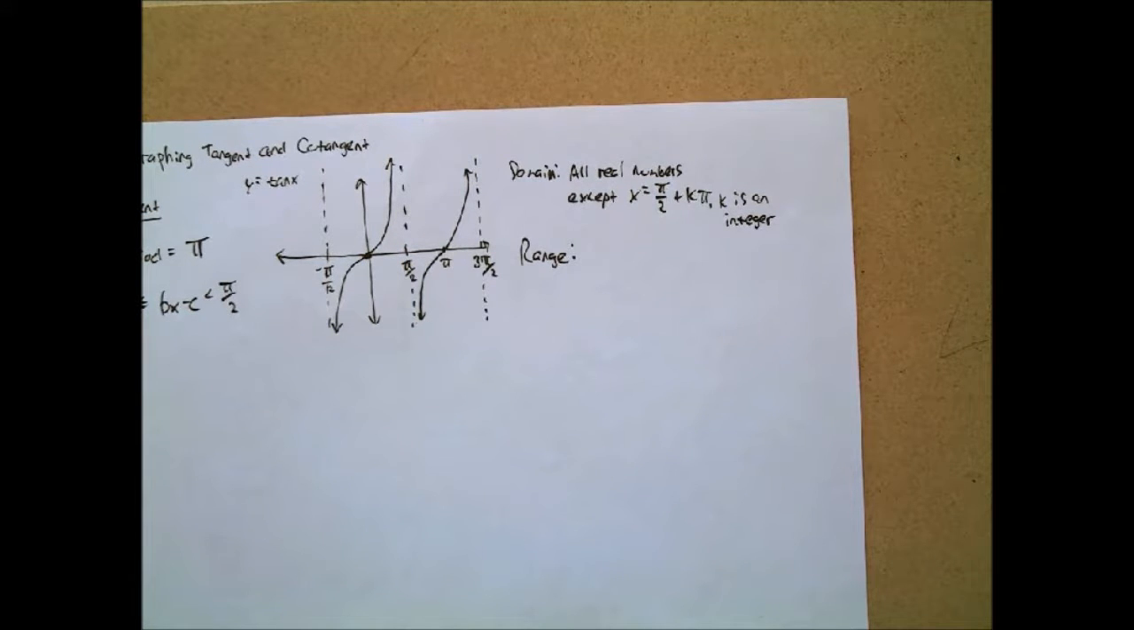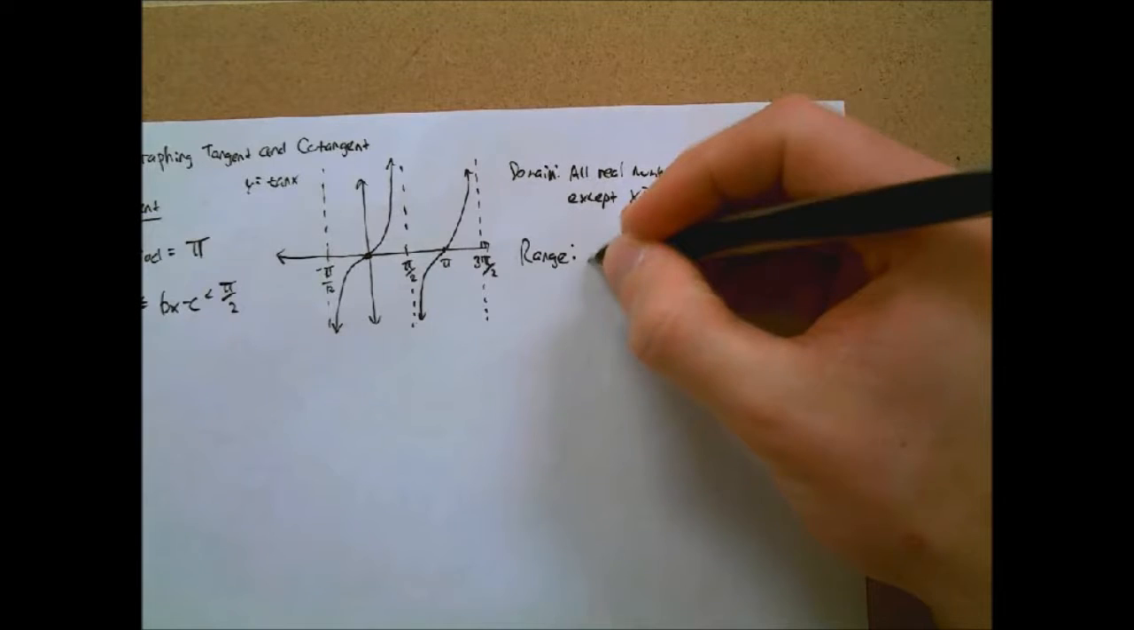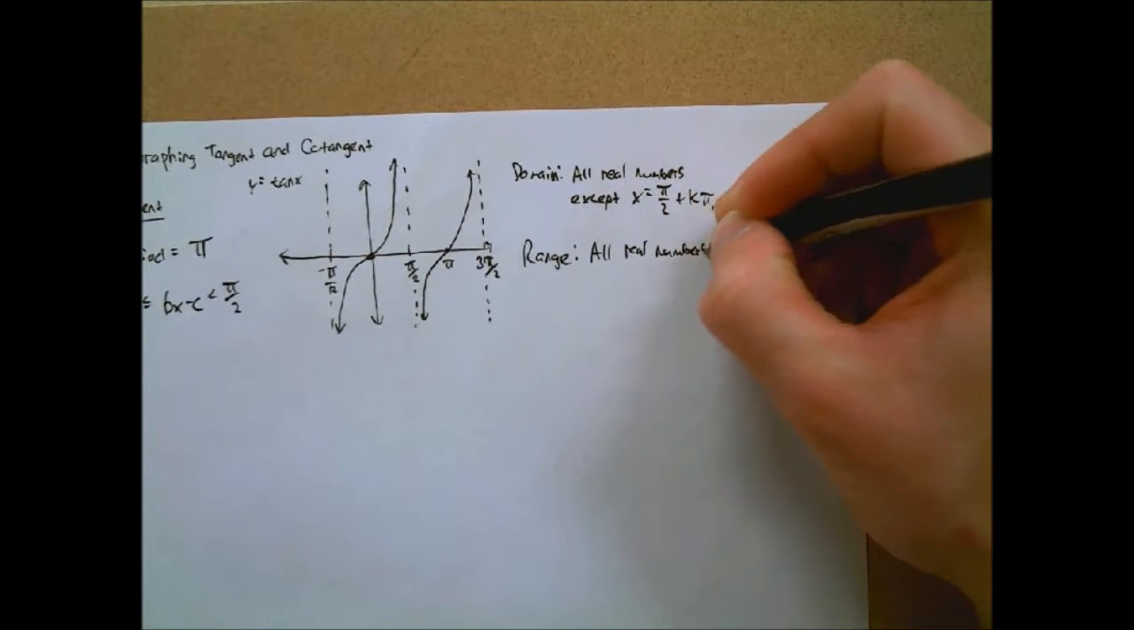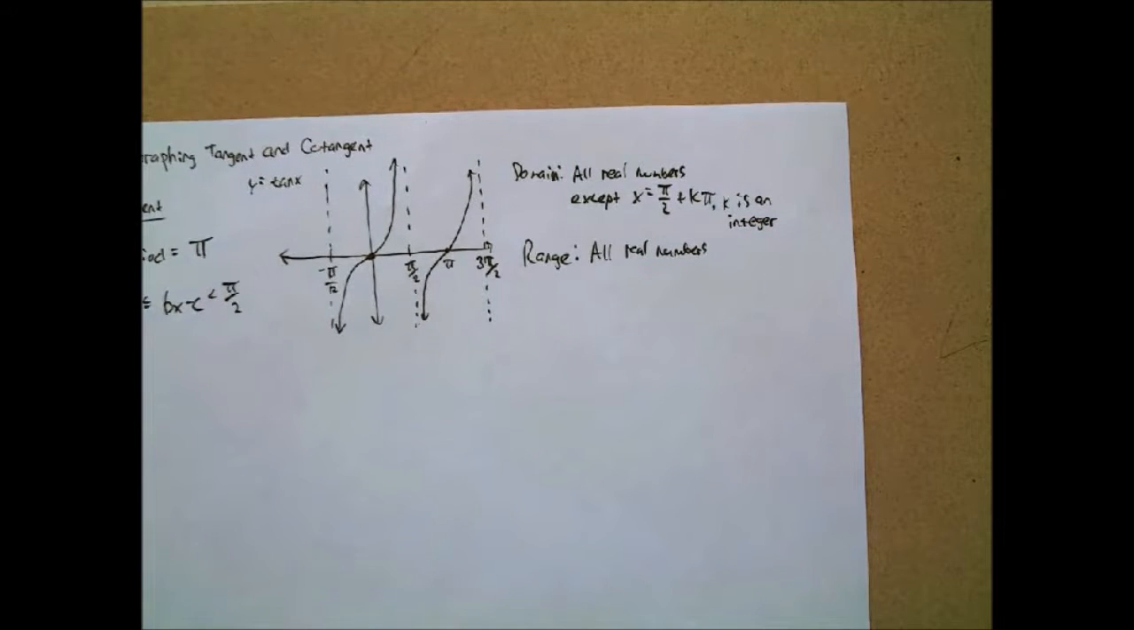Okay, what's the range here? What's the range for tangent? All real numbers. Yeah, all real numbers. Or negative infinity to infinity, if you like. Okay, so tangent has an infinite range, unlike sine, unlike cosine, unlike secant, unlike cosecant. Okay, all real numbers for the range there.